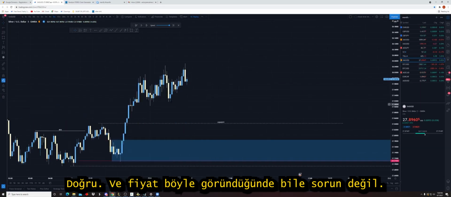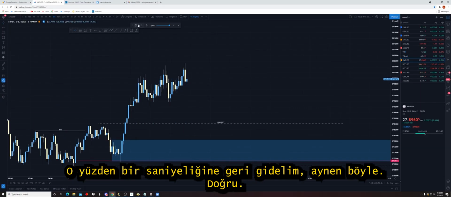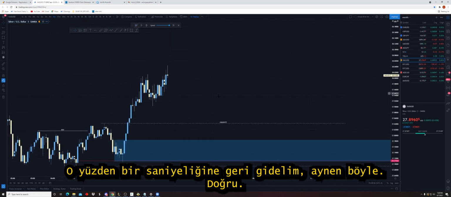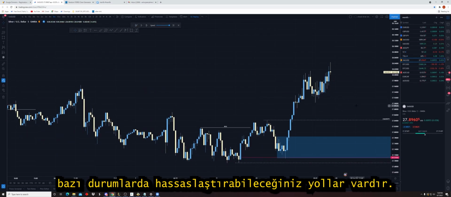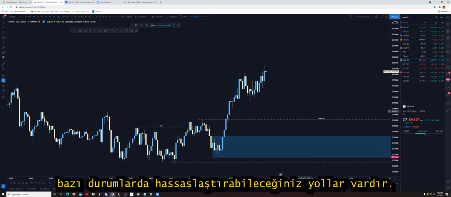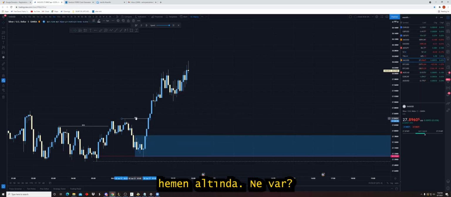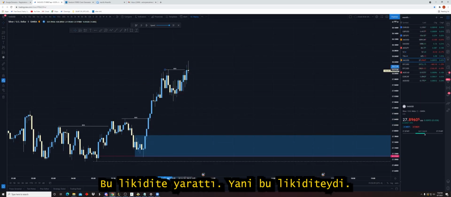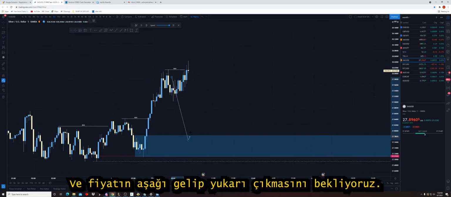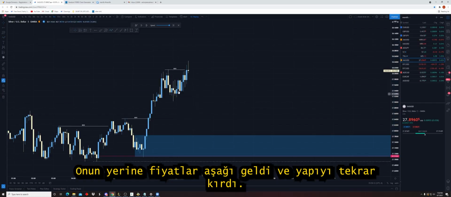And even when price looks like this, okay, so let's go back for a second, just like this, right? So even when price looks like this, in some cases, there are ways that you can refine. So at the time, you could argue, we had this break of structure right here, right? BOS up. This created liquidity, so this was the liquidity, and we expected price to come down and come up. Instead, price came down and broke structure again.